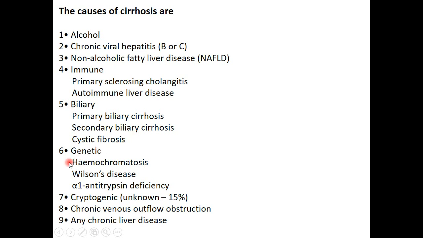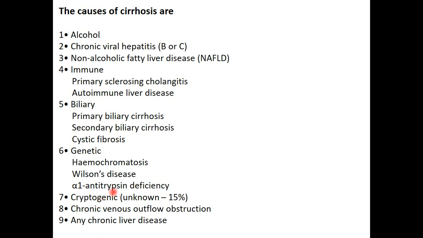Genetic causes, for example, hemochromatosis, Wilson disease and alpha-1 antitrypsin deficiency. Cryptogenic, idiopathic, unknown cause: in 15% of cases of liver cirrhosis, there is no clear underlying etiology behind the disease, so we label it as cryptogenic.